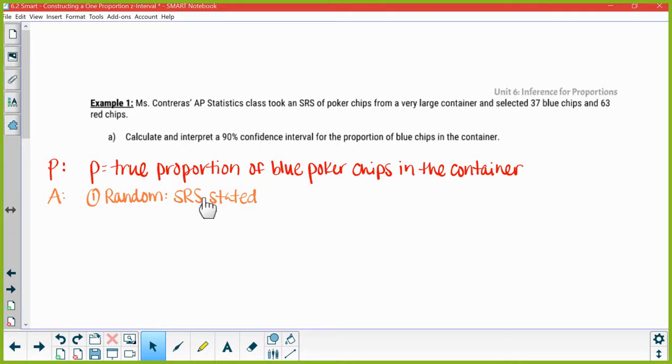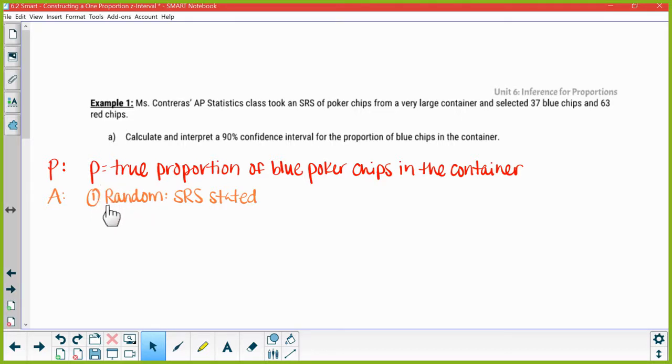And one other thing, if you happen to do this not in linear order, not one right after another, that does not make it wrong. If you happen to check conditions first before you defined your p, they're not going to say, oh, they went out of order, everything is wrong. As long as it's on your paper, they will grade it. I just like to do things linearly because it helps you develop patterns and remember what you have to do. So, one, random, SRS stated.